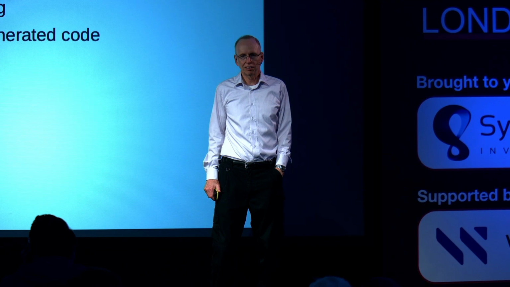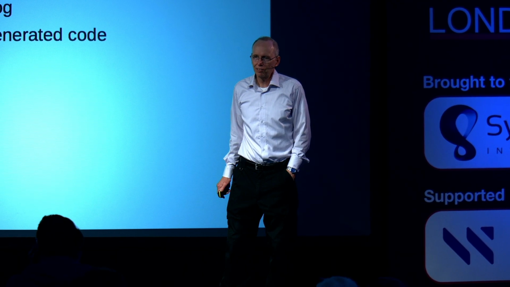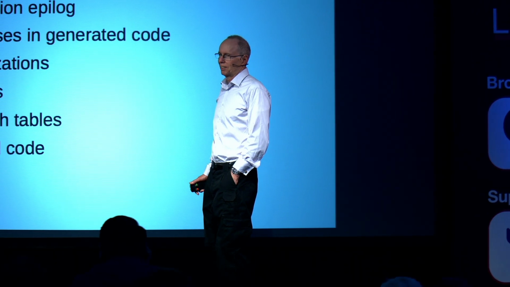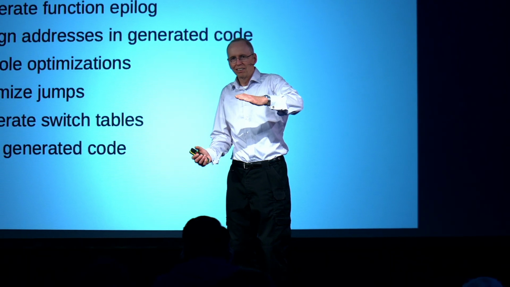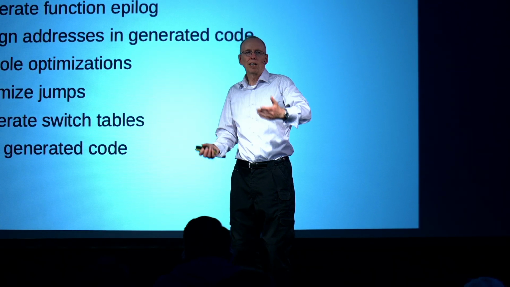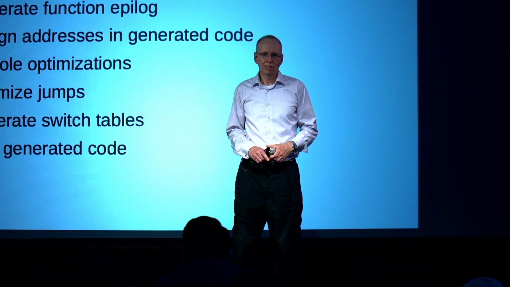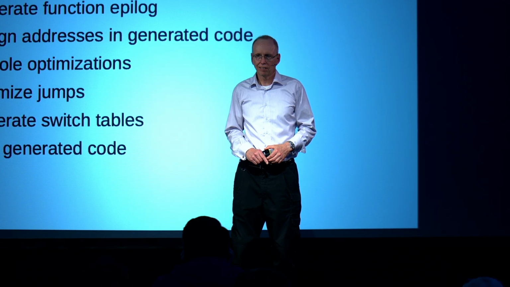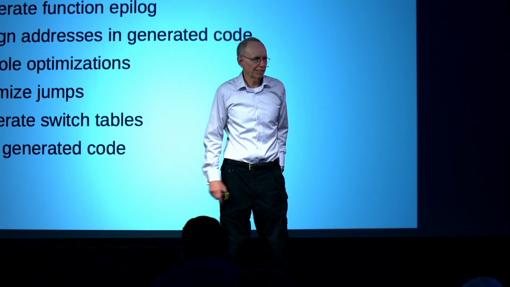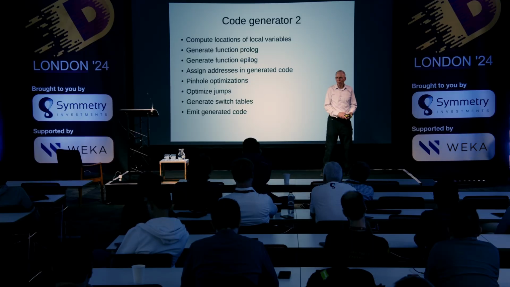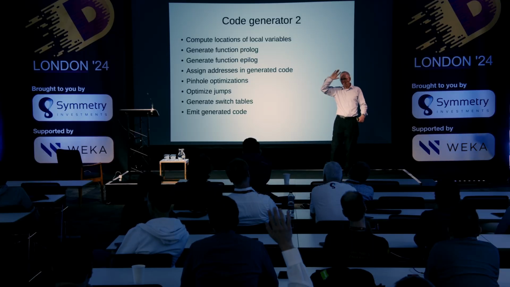And so now you can assign addresses, and you have to do that iteratively too, because once you shrink the code, it may open up more opportunities for shrinking the code further. If you're familiar with how the branch instructions work for the x86, there are various sizes of them. Anybody heard of peephole optimizations?